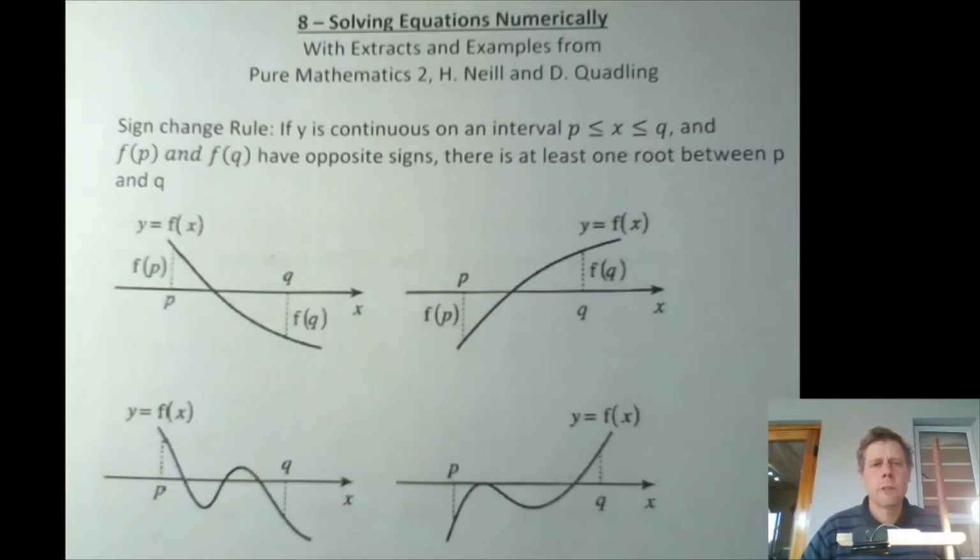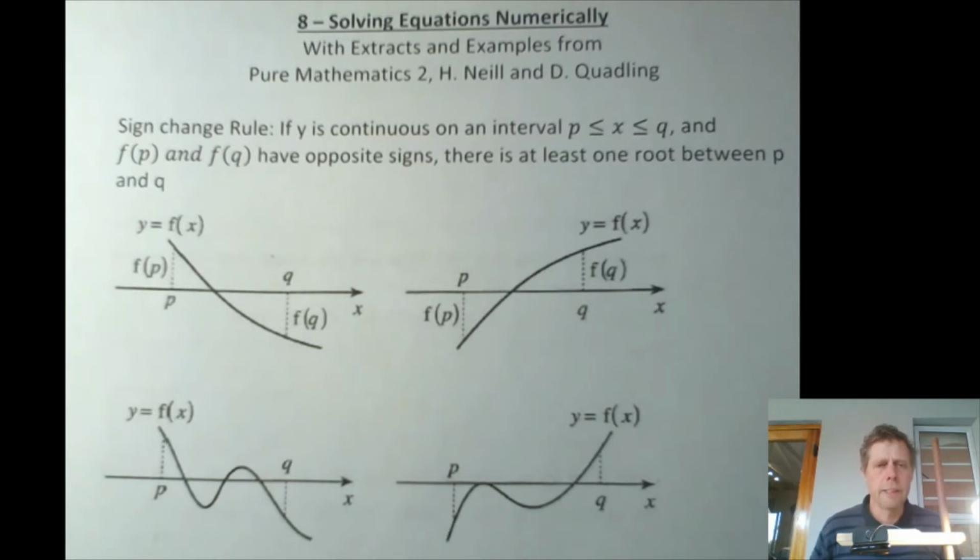Let's look at how to solve equations numerically. First of all, we need to introduce the sign change rule, which means that if a graph is continuous on an interval where x, say, is between p and q, and f of p and f of q have opposite signs, it means there has to be one root between p and q.